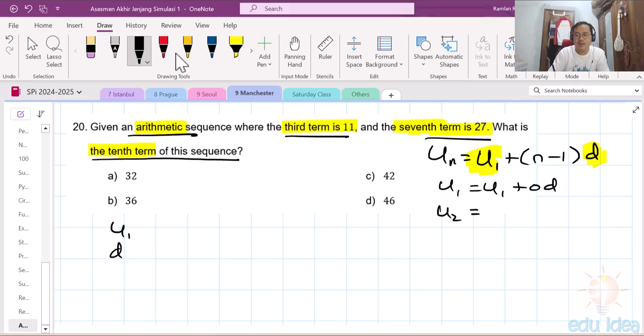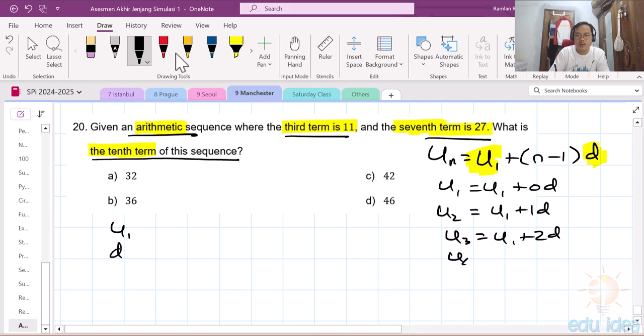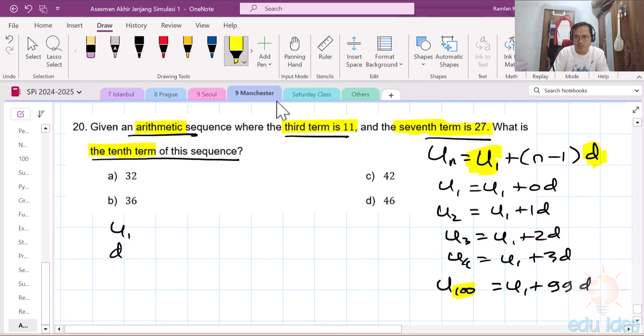This is, if I have the second term, it's just u1 plus 1d. And you have a third term, there'll be u1 plus 2d, and so on, right? You can see the pattern that if you have, for example, u100, there'll be just u1 plus 99d. So you can see that you're just subtracting this by 1 to get 99, because in here we have n minus 1.